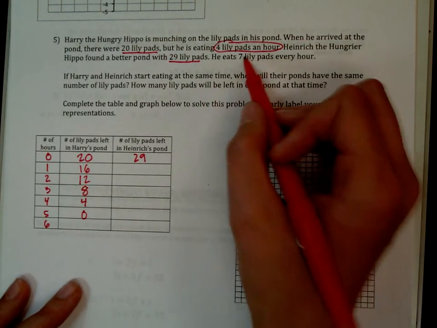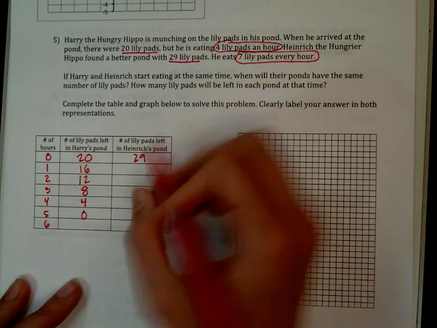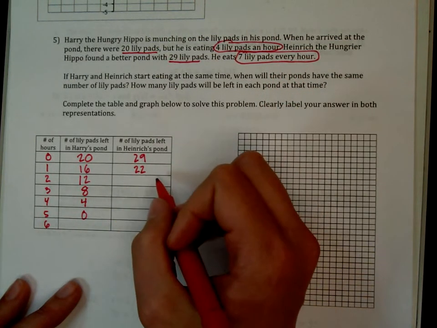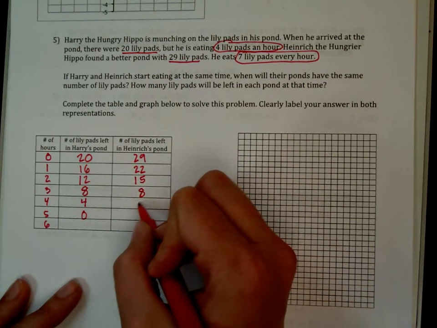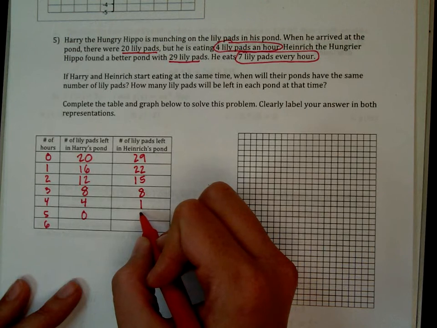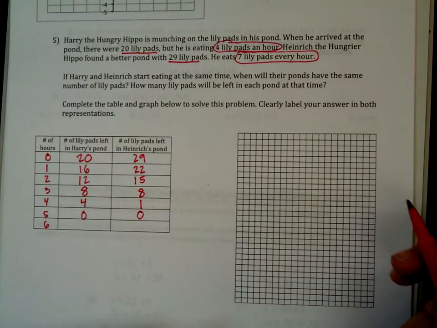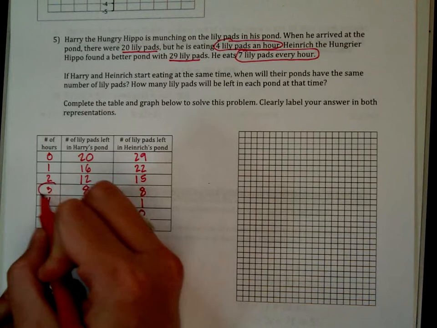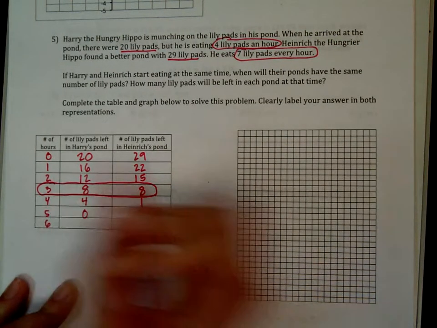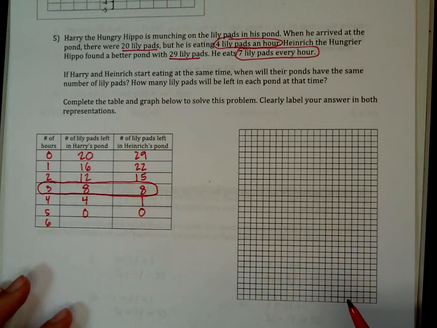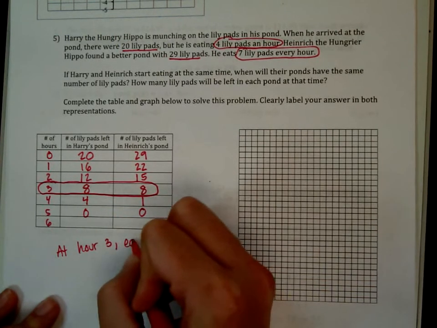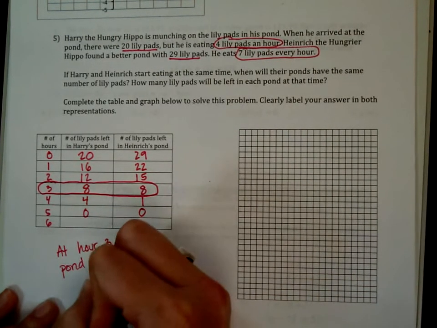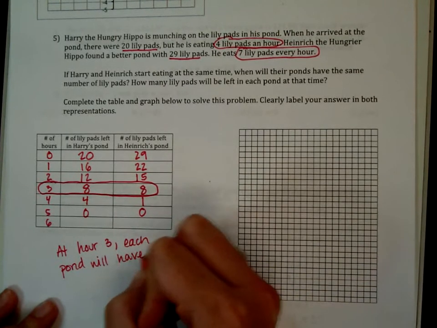Heinrich eats 7 lily pads every hour. So he'll have 29, and then 22, and then 15, and then 8, and then 1. And then 0. So I see that at hour 3, they have the same number of lily pads, which is 8. So at hour 3, each pond will have 8 lily pads.